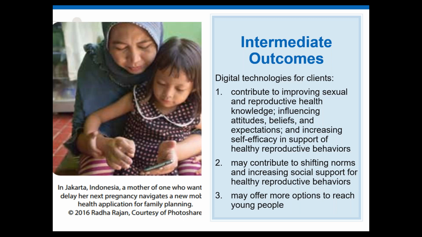So to talk a little bit more about the intermediate outcomes, we define them in these 3 buckets. So the first one is that digital technologies for clients contribute to improving sexual and reproductive health knowledge, attitudes, beliefs, and self-efficacy. So 5 of the 6 studies that looked at knowledge showed positive effects on knowledge of contraceptive options, knowledge of the menstrual cycle, locations of health facilities or where to get condoms, etc.